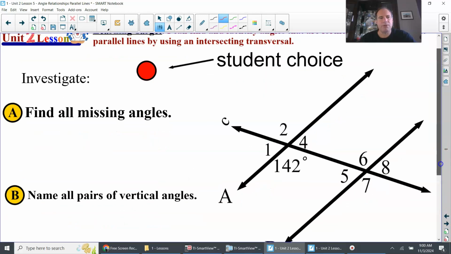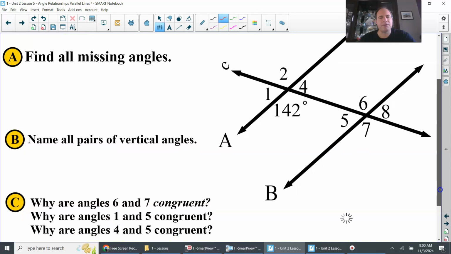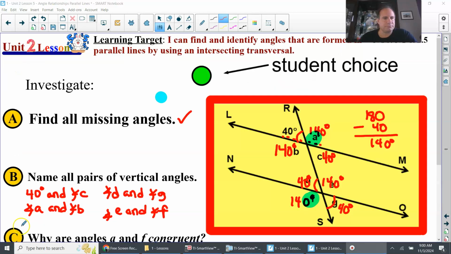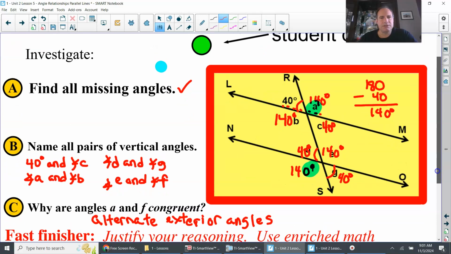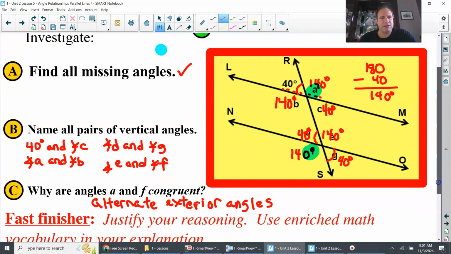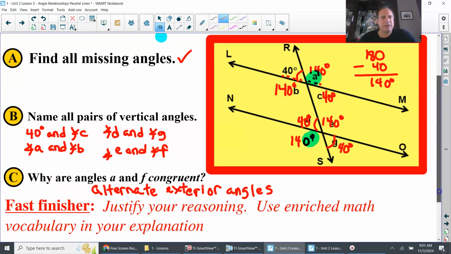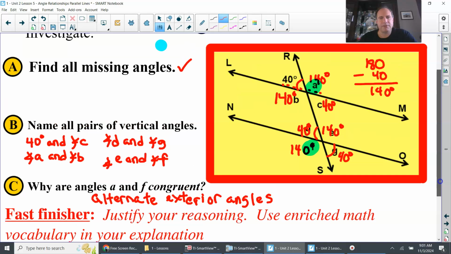All right, find all the missing angles and name all the pairs of vertical angles. Why are 6 and 7 congruent? There's a lot of questions. And so right now, I just wanted to make sure that you knew the 140 degrees, just everything here, the vertical angles meet in the middle and everything like that. Hopefully you got all of that down, and all of this down as well.